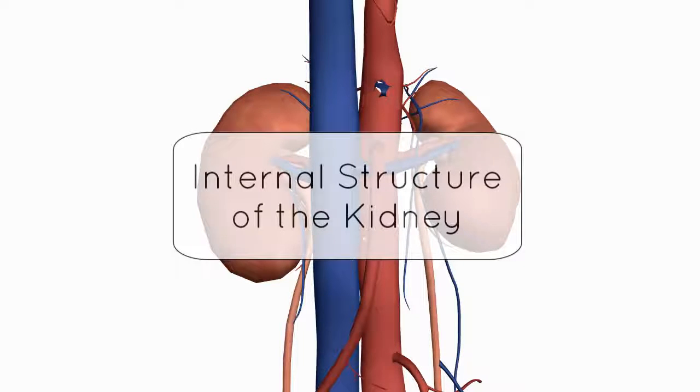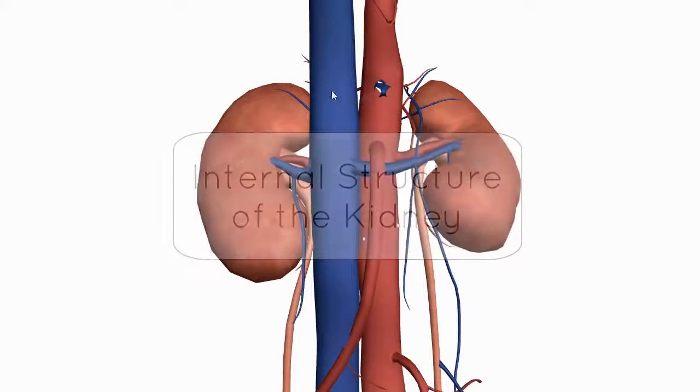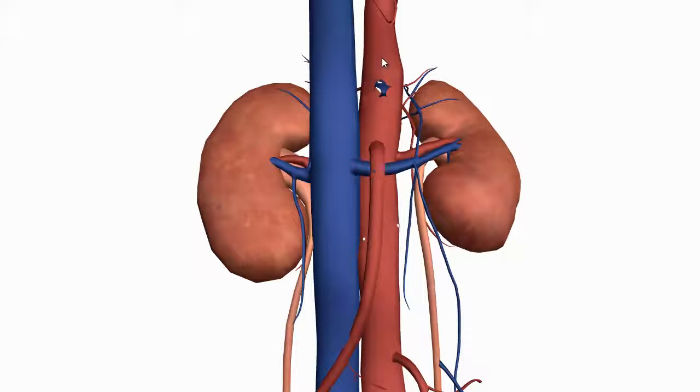Okay, so this is a tutorial on the internal structure of the kidneys. So we're looking here at the two kidneys, and you can see the abdominal aorta and the inferior vena cava giving off the renal artery and renal veins to the kidney. And you can see the ureters coming out of the kidney. So the place where these structures enter the kidney is called the hilum.